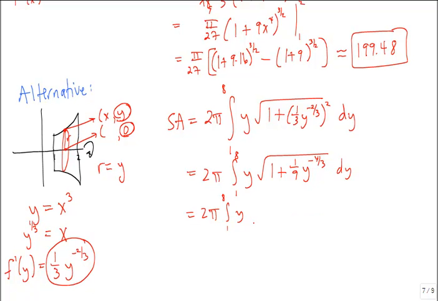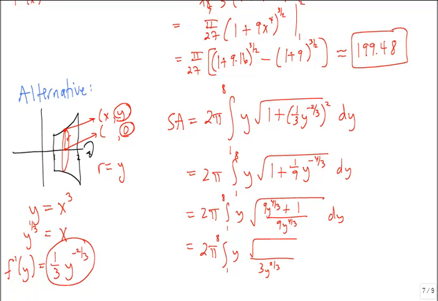Whoops, let me rewrite it this way. A 9y to the 4/3. 1 is the same as 9y to the 4/3 over 9y to the 4/3. And then on top here would just be this 1 because I've moved both of these down to the bottom. Square root of 9y to the 4/3, that does reduce. 3y to the 2/3.